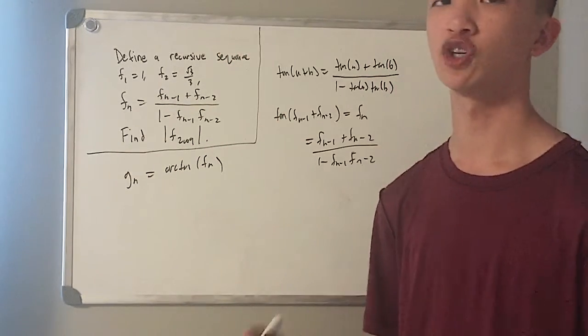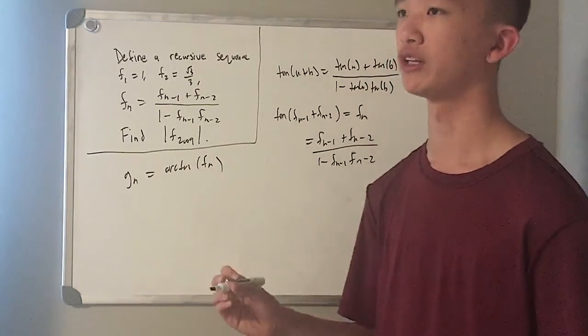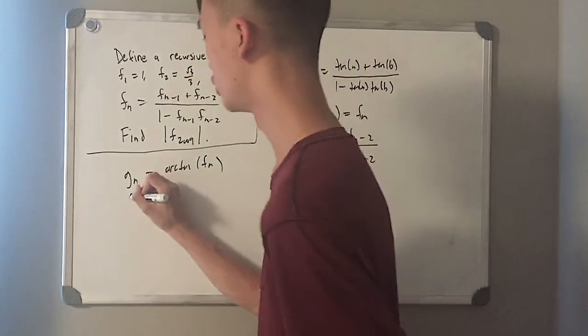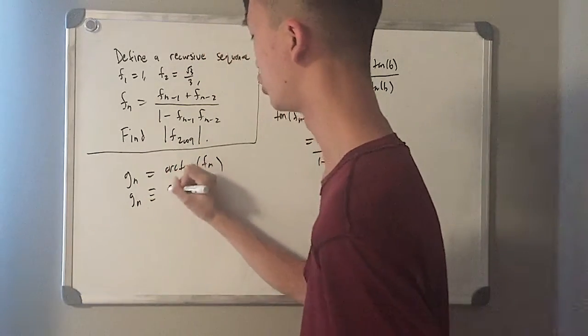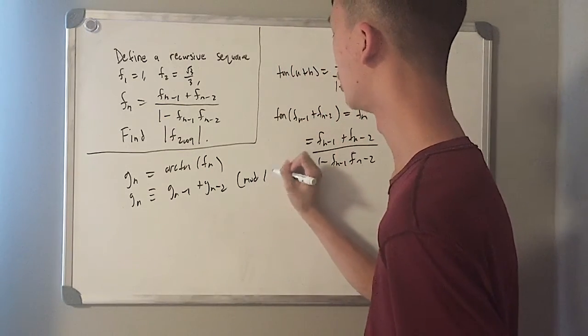And now we notice that the tangent of x has a period of 180 degrees, and so we can take g of n mod 180. And so substituting the values of g of n into f of n will then give us g of n is congruent to g of n minus 1 plus g of n minus 2 mod 180.